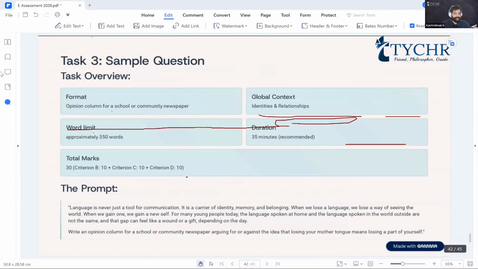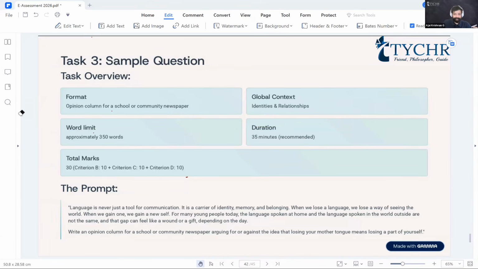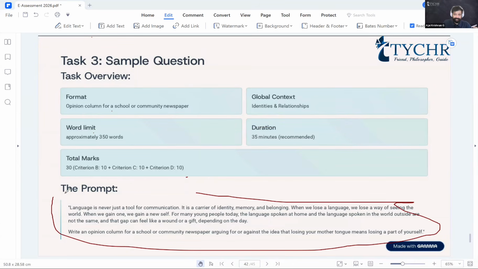Yeah. So here's a sample question for you guys. So do check the question given here. This is how your task question will look. Sometimes it might have a description alongside the question, or else it will be directly a question. Write an opinion column for the school or community newspaper arguing for and against the idea that losing your mother tongue means losing a part of yourself.